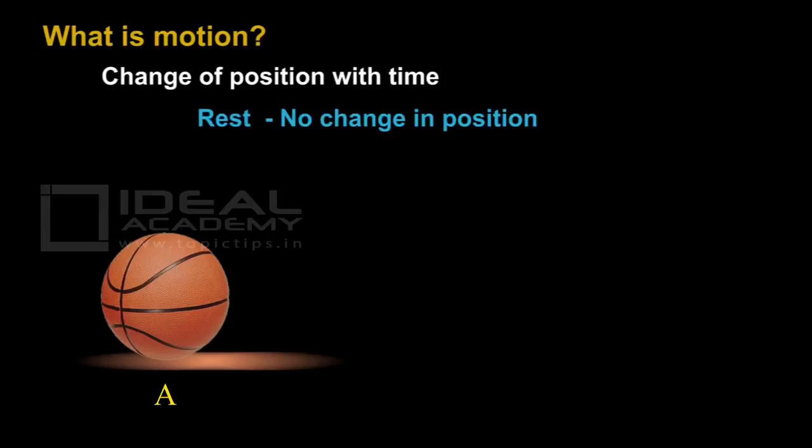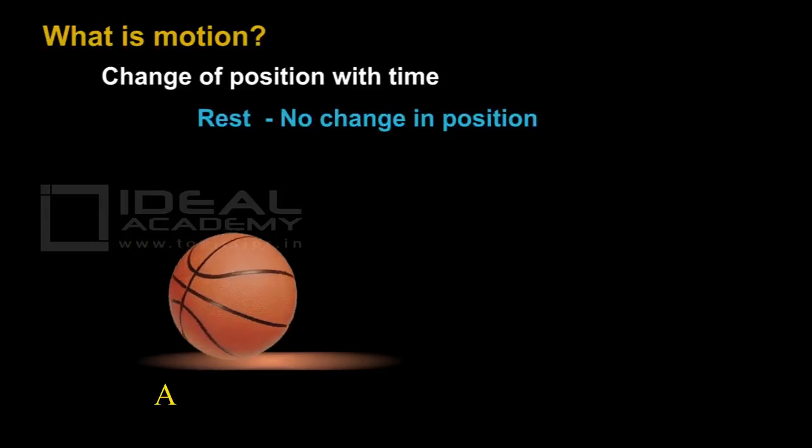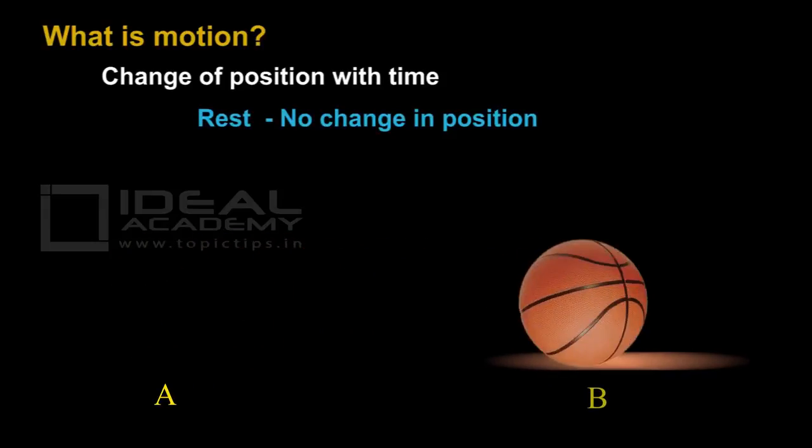Now look here. Here the object moves to some position, say B. Here the ball which was at position A is now at position B. So that means with time there was a change in position. So that is what is known as motion. So we can say that motion is change in position with time. If objects change position with time, we can say that the object is in motion.